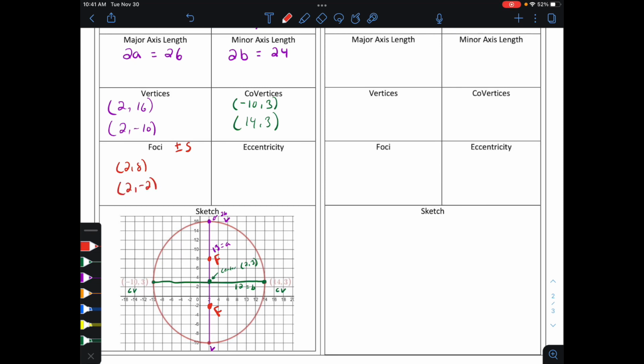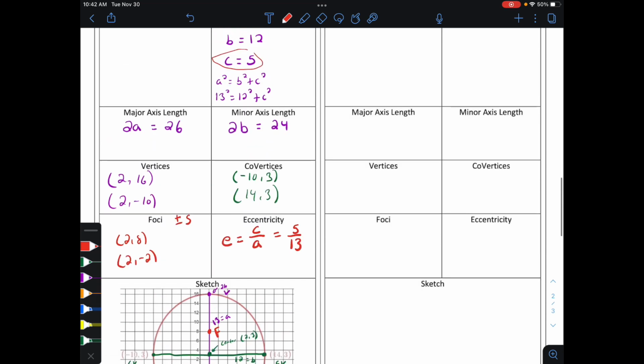All right, eccentricity. Eccentricity tells us how elongated or rounded a hyperbola or an ellipse is. Eccentricity is equal to the ratio of c divided by a. So the distance from the center to a focus divided by the distance from the center to the vertex. So we know that c is 5 and a is 13. For the ellipse, the eccentricity should always be smaller than 1. So that's the first one.